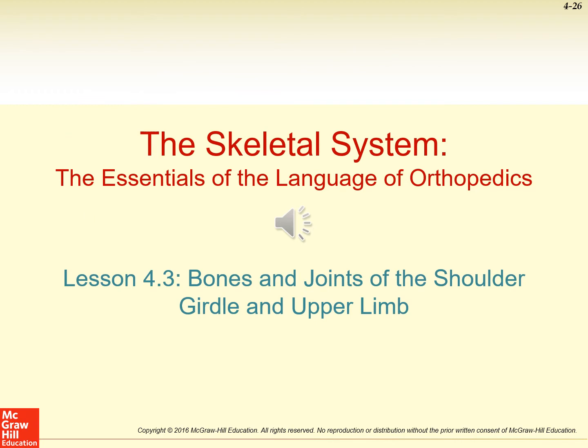Lesson 4.3. Bones and joints of the shoulder girdle and upper limb.